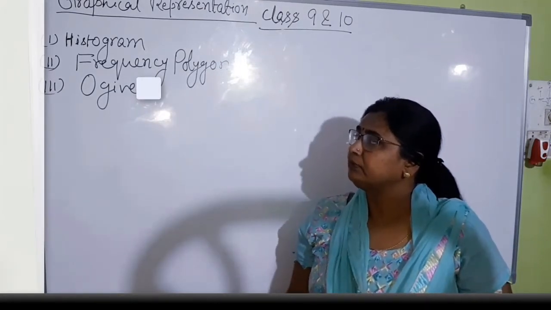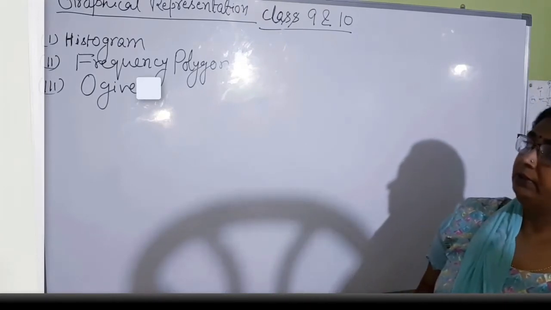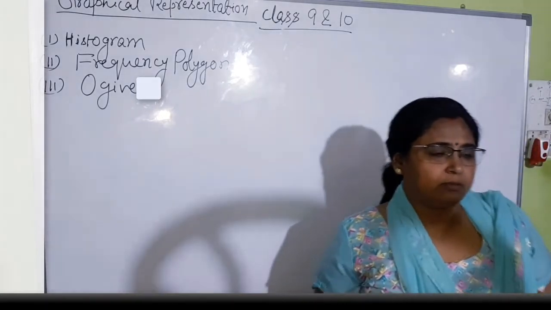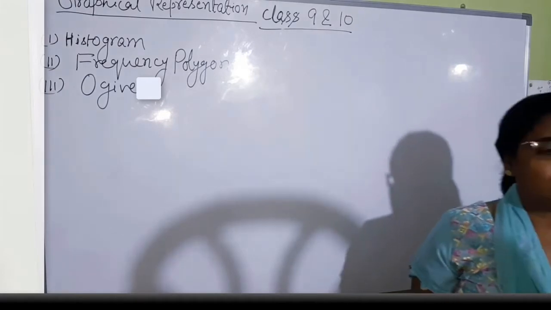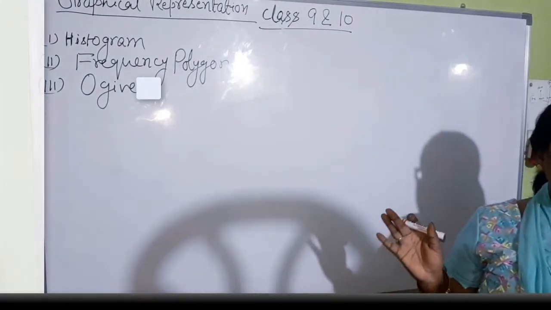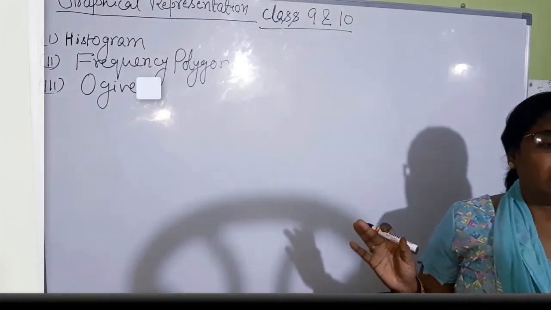Three topics I have given. First, I am going to start with histogram. A histogram is a two-dimensional graphical representation of a continuous frequency distribution chart.